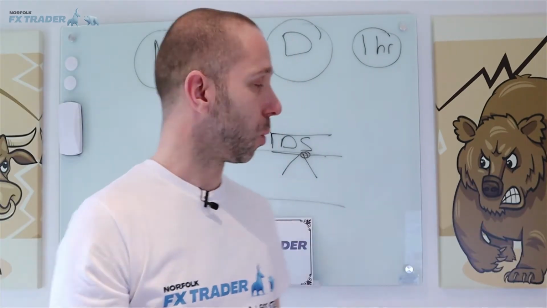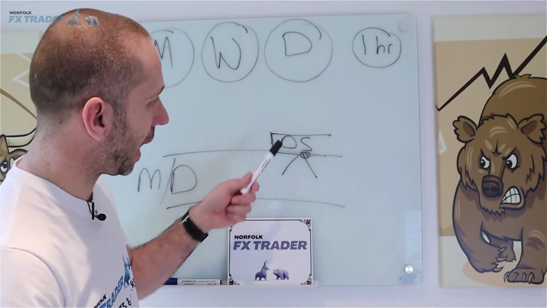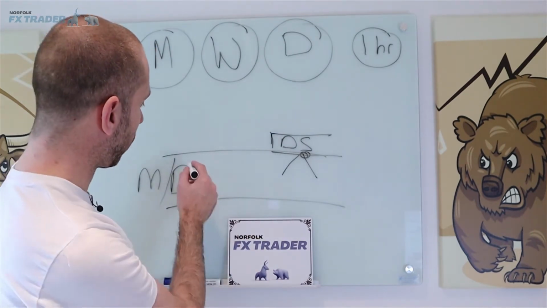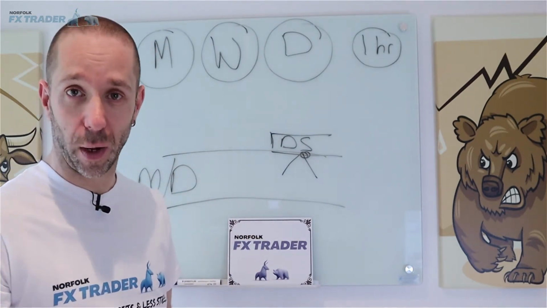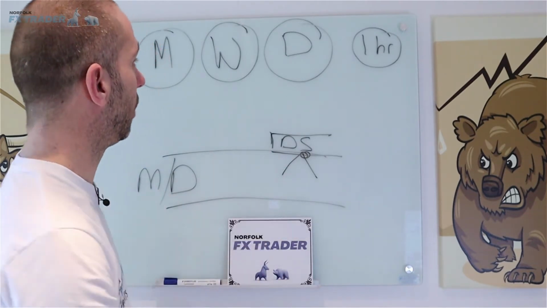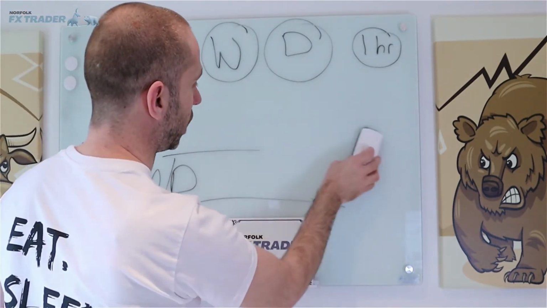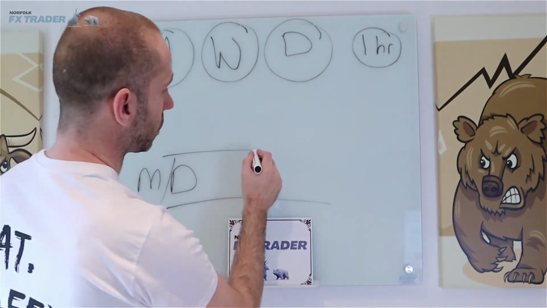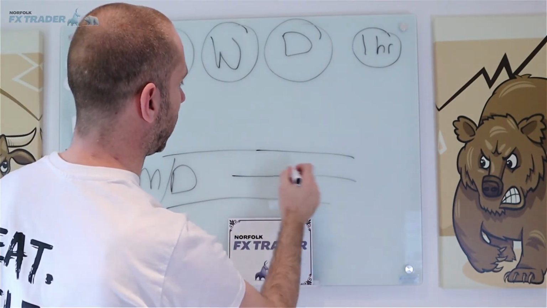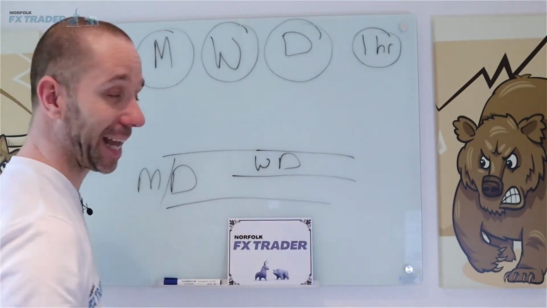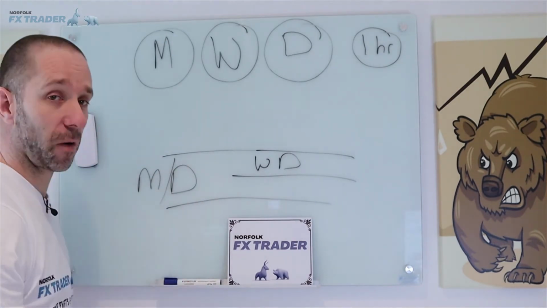If you are going with an entry off a daily demand zone, off the monthly demand zone and weekly areas of demand, then these things change. So let me just redraw this. Let's say we also have a weekly demand here nested inside this area of monthly demand.